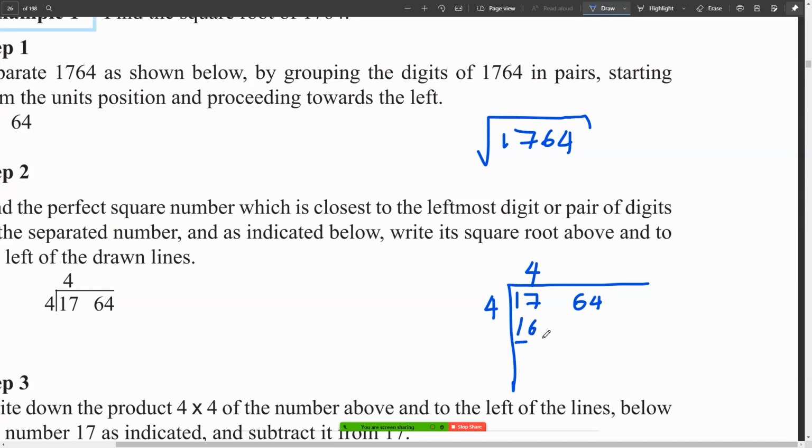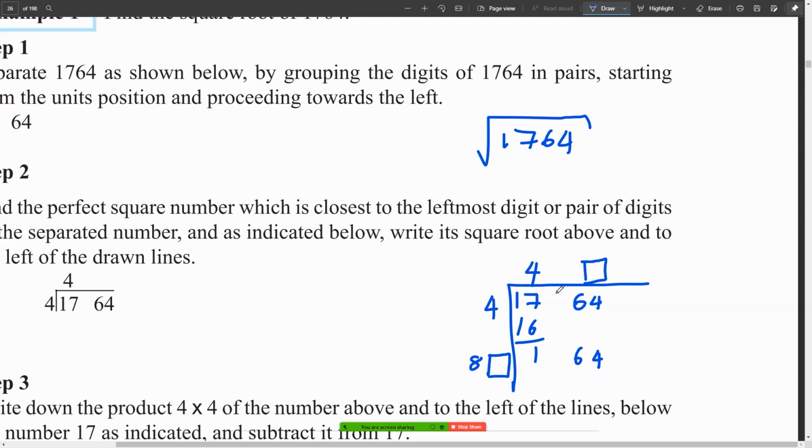Okay, so the balance is 1. Then this 64 comes down. Then the thing you need to remember is this value. This value that is up here should be multiplied by 2 and written in here. 4 into 2, it's 8. Then there is another value that should be there. The value you write here should be right here too.